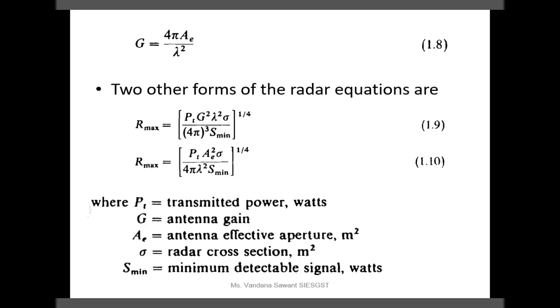So these are the two other forms of a radar range equation, where Pt is the transmitted power in watts, G is the antenna gain, A is the antenna effective aperture area in meter square, sigma is the radar cross section area, also in meter square, and S minimum is the minimum detectable signal at a range Rmax, in watts.